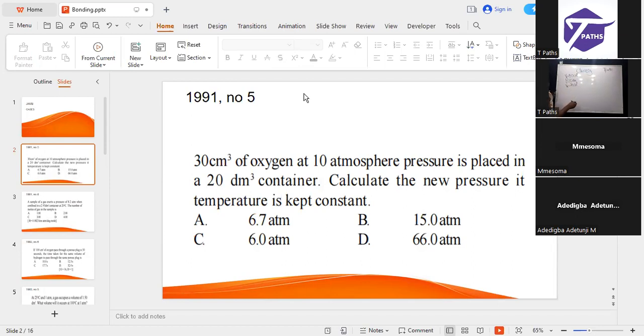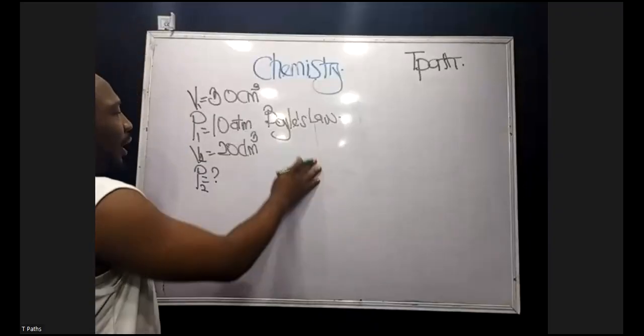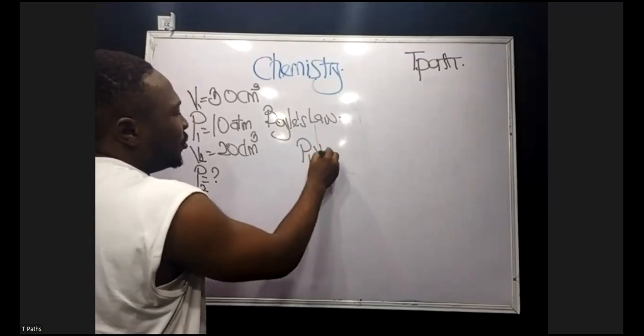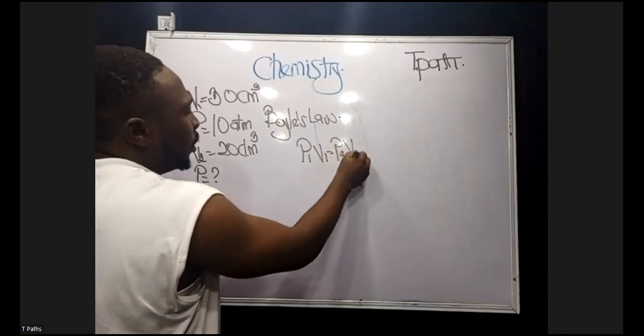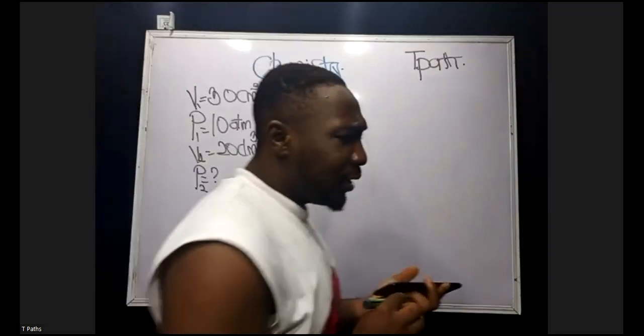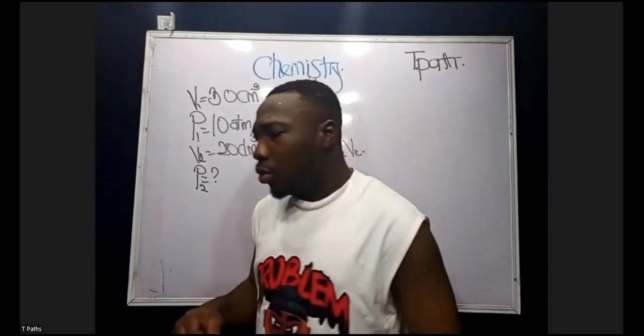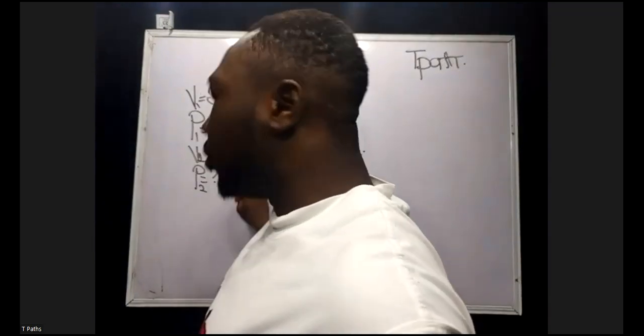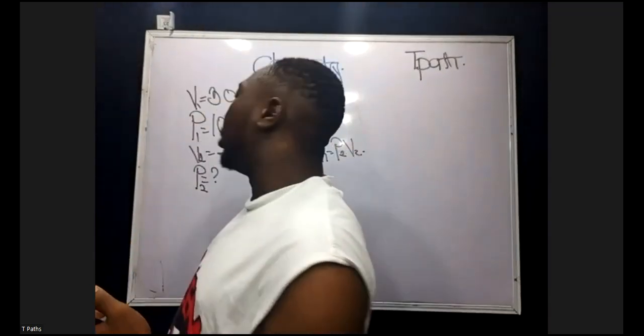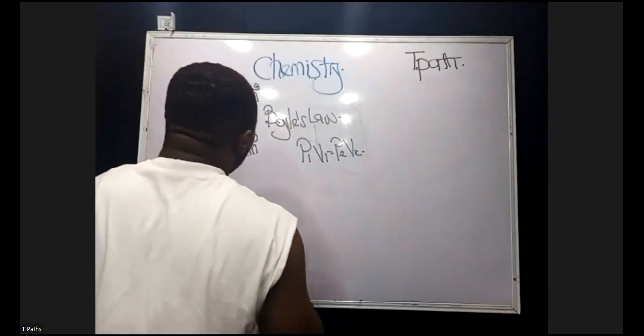Calculate the new pressure P2 if the temperature is kept constant. If the temperature is kept constant, we can say P1 V1 is equal to P2 V2. Ladies and gentlemen, before solving, you need to know the units. Look at the unit. V1 is in cm cube, V2 is in dm cube. Something is wrong somewhere.